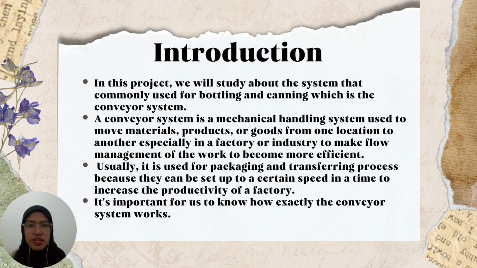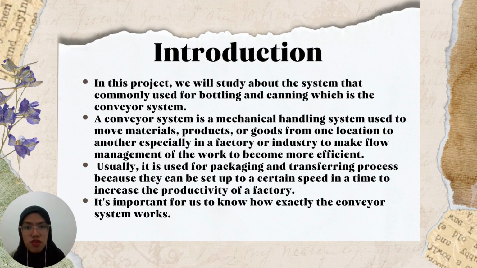Today I will talk about the introduction to this project. In this project, we will study the system commonly used for bottling and canning, which is the conveyor system. A conveyor system is a mechanical handling system used to move material, products, or goods from one location to another, especially in factories or industry, to make the flow management of the work more efficient.